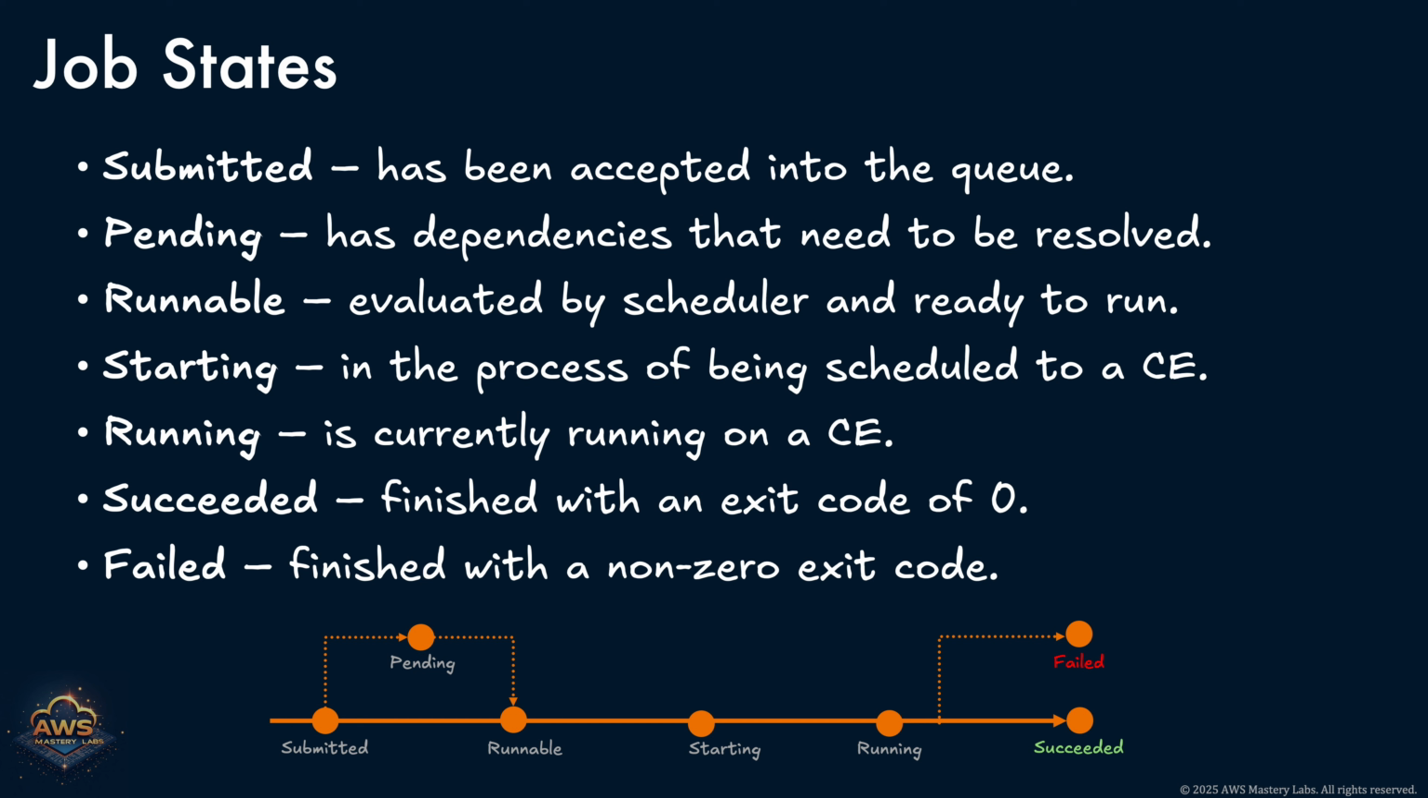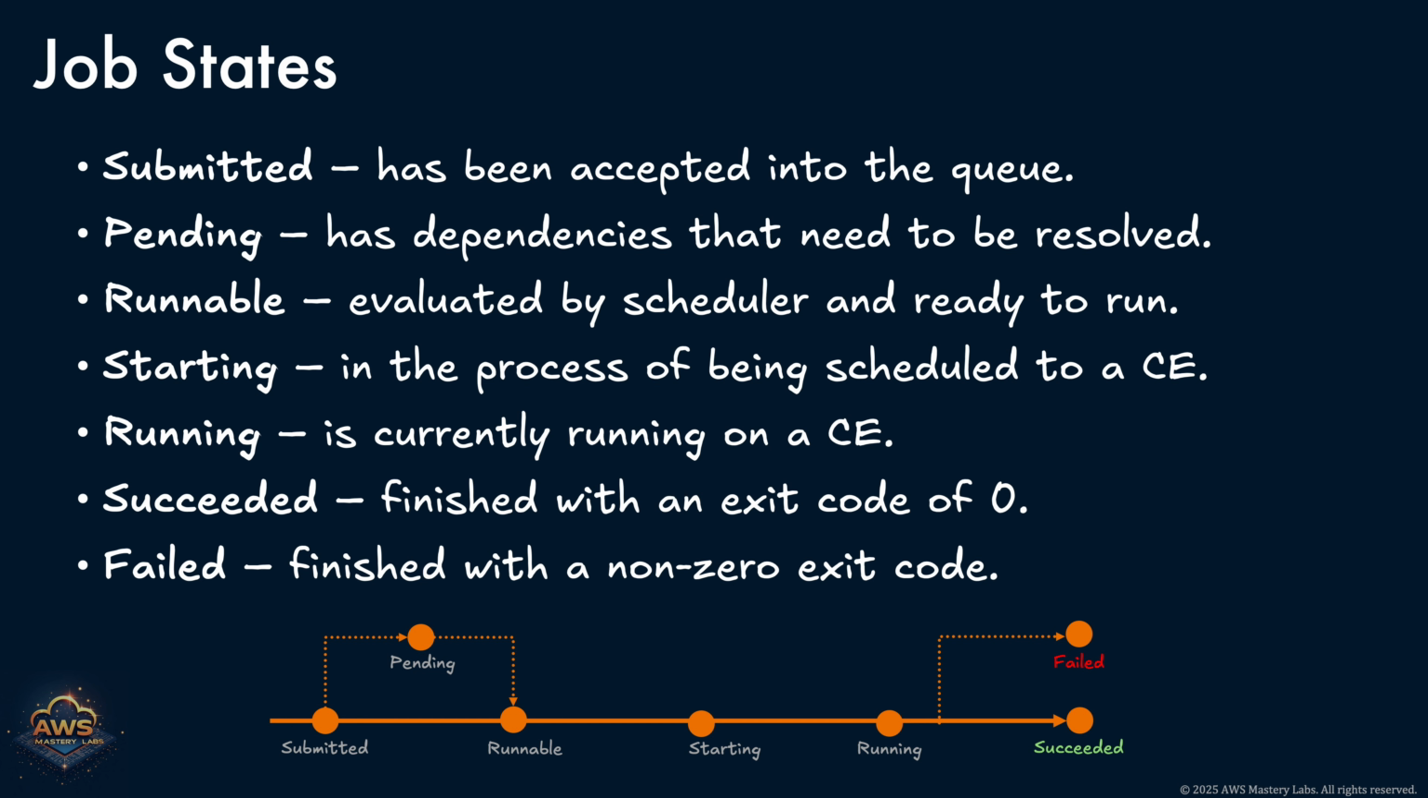Next is the starting state. This indicates that the job has been assigned to a compute environment and the container image is being pulled. The EC2 or Fargate instance is warming up and the job is being initialized. It's not quite executing yet, but it's getting close. When execution begins, the job enters the running state. At this point, the container is live, your command is executing, and AWS Batch is monitoring logs, metrics, and health in real time. This is where the bulk of the workload is performed.